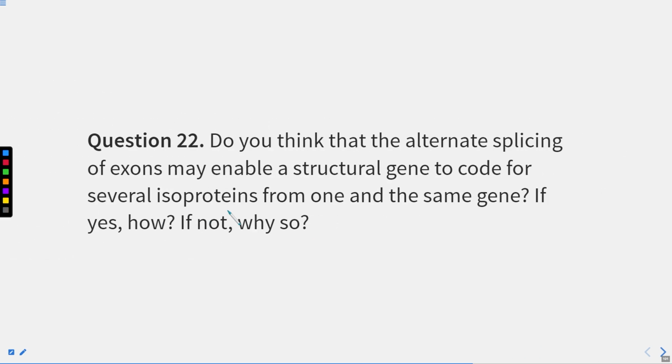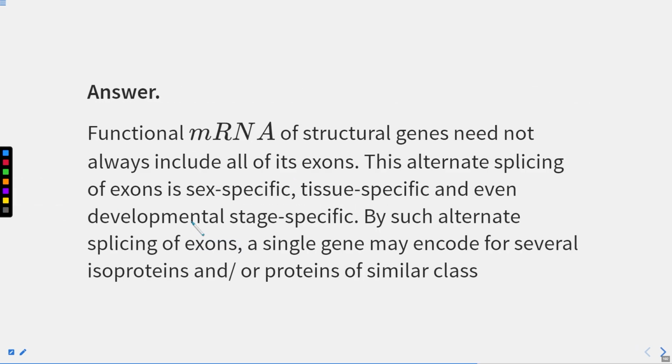The next question is, do you think that the alternate splicing of exons, which is different from intron splicing, may enable a structural gene to code for several isoproteins from one and the same gene? If yes, you have to tell how.